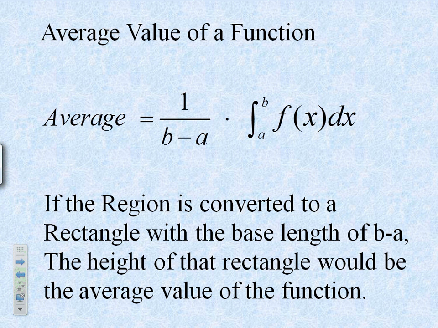Here's what it really says. If you took the region and converted it to a rectangle with a base length of b minus a, the height of that rectangle would be the average value of your function. The region is converted to a rectangle, but you keep the base length as b minus a. The height of the rectangle would be the average value of the function.